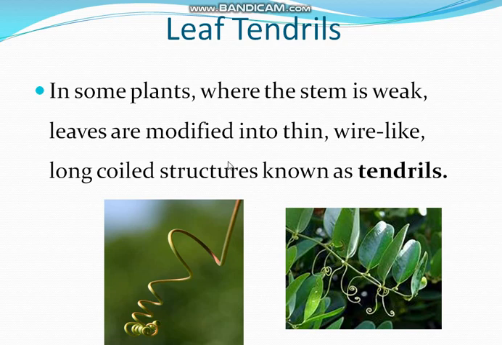Then the leaf tendrils, that is, leaves modified into leaf tendrils. In some plants where the stem is weak, leaves are modified into thin wire-like long coil structures that are known as tendrils. Then here you can see these are the tendril diagrams. Okay, here one tendril and here also you can see the tendrils.